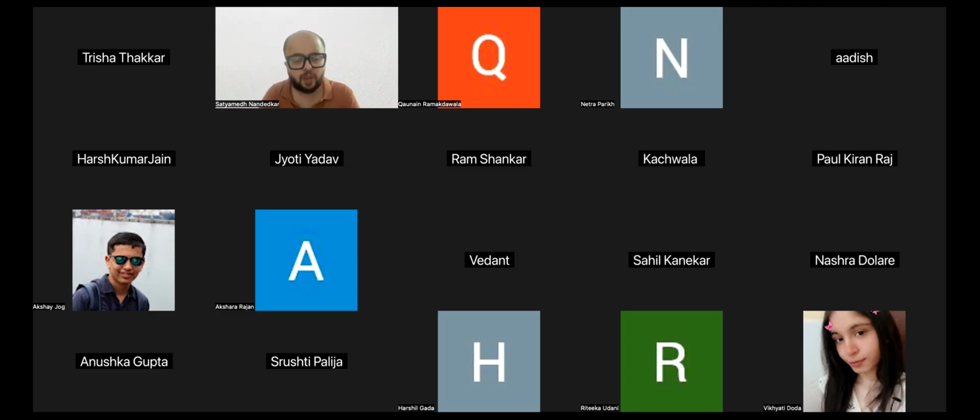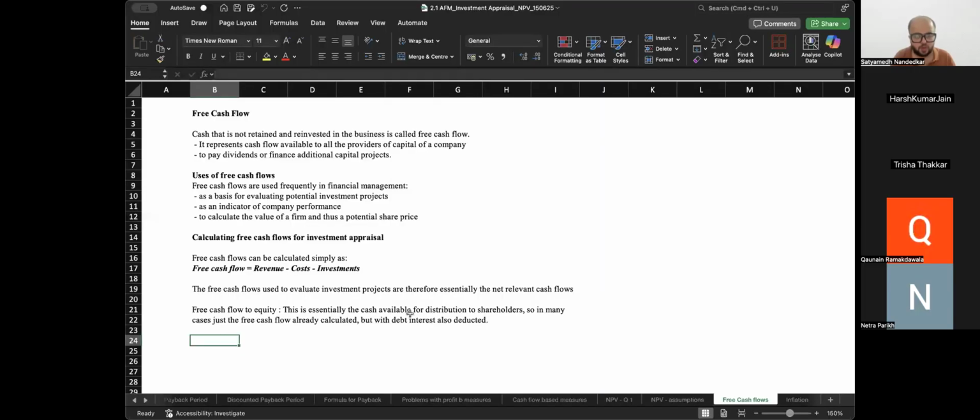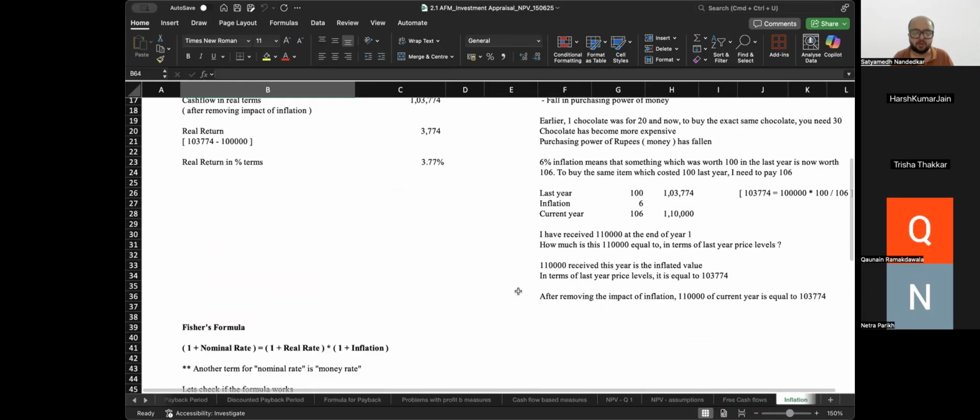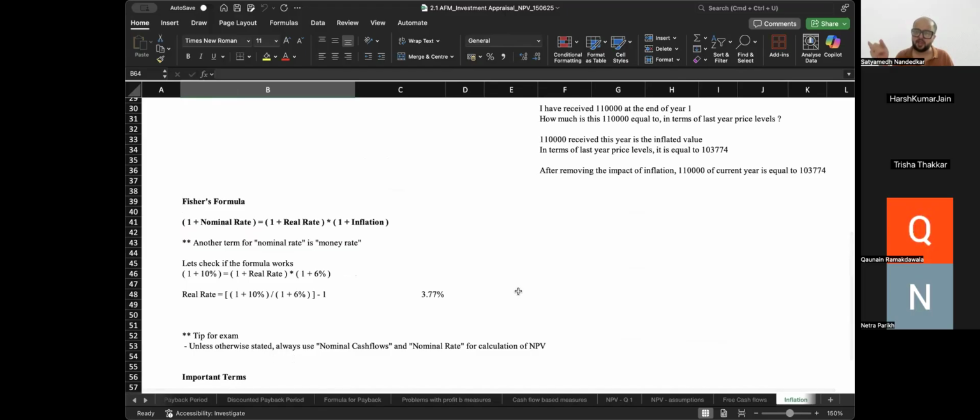Okay, now throughout your investment appraisal calculations, you will be using something called free cash flow. Free cash flows are revenue minus cost minus investments, and these are ultimately used for all your calculations. A question might have details on inflation, that cash flows are getting inflated by a particular rate. Make sure that in all your calculations you use the nominal cash flows only. Don't use real cash flows unless explicitly stated.